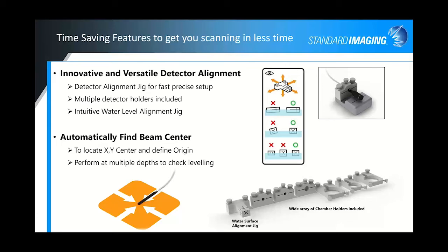And additionally, we have automatic fine beam center, and that gives you an automatic check. Once the chamber is set, you can hit the fine beam center button in the software, and it will run the chamber out to the 50% lines of the beam and find those 50% lines, and then give you any required shifts to center that chamber. And you can do that at multiple depths to check your leveling as well. It's very, very quick and easy.